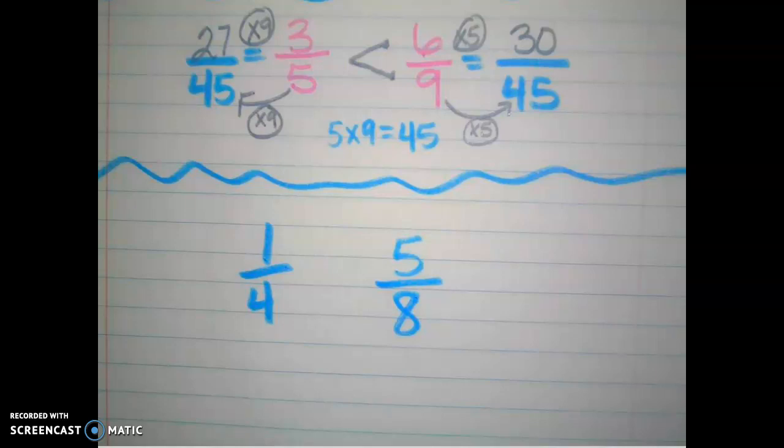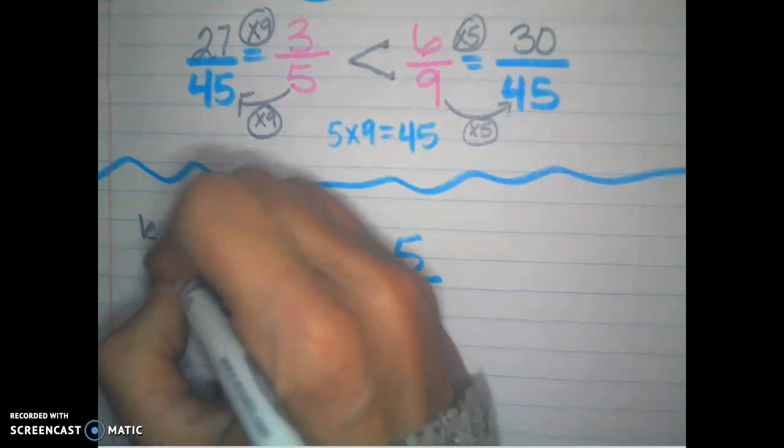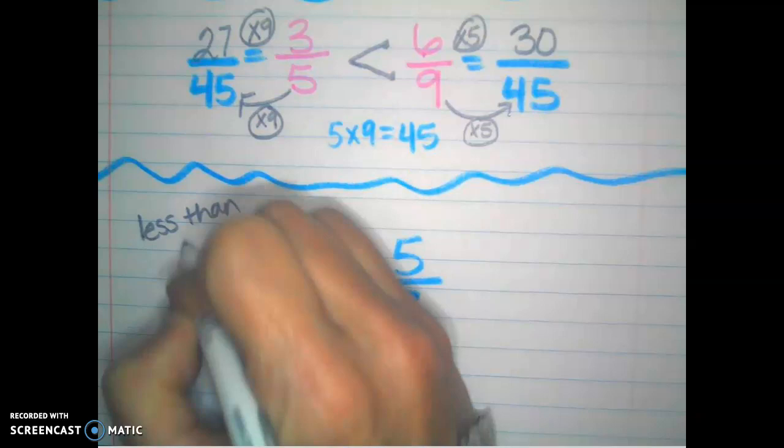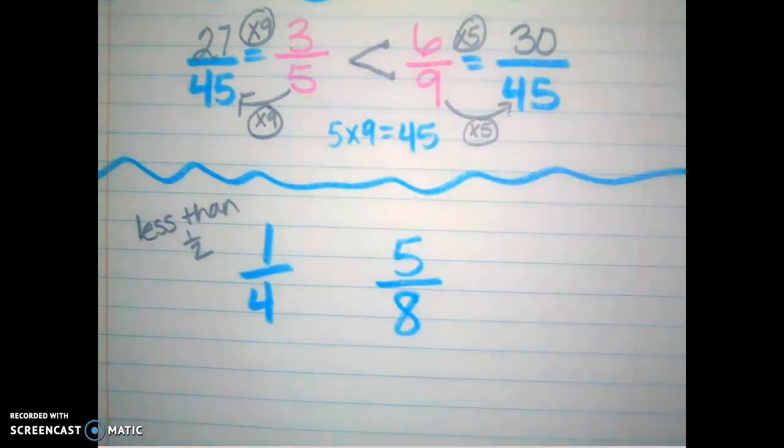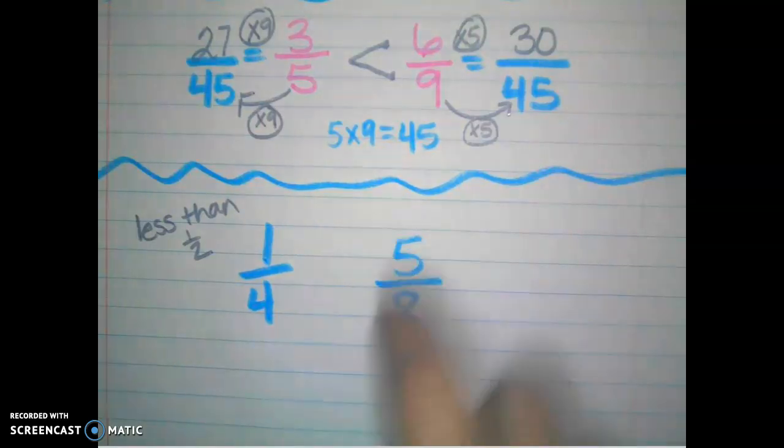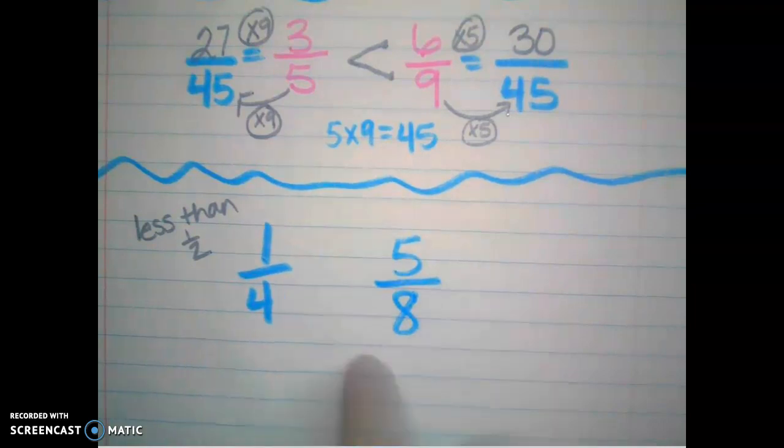What is half of 4? Half of 4 is 2. So would 1/4 be more than half of a pizza or less than half of a pizza? That would be less than a half. So I'm going to write less than 1/2 up here. And 5/8. What's half of 8? 4. Half of 8 is 4. So would 5/8 be more than half of a pizza or less than half of a pizza? 5 out of 8 is more than 4 out of 8, so it's more than 1/2.